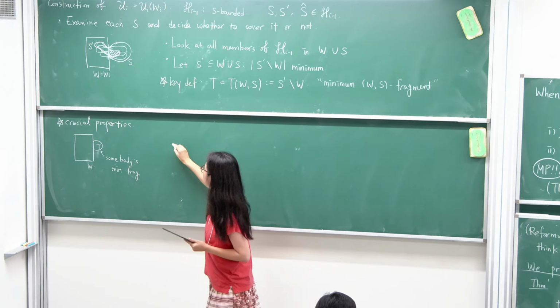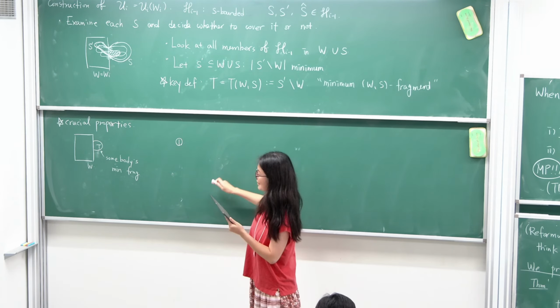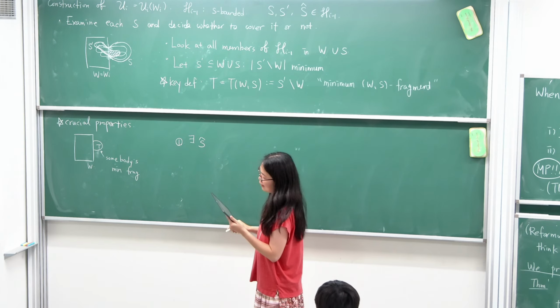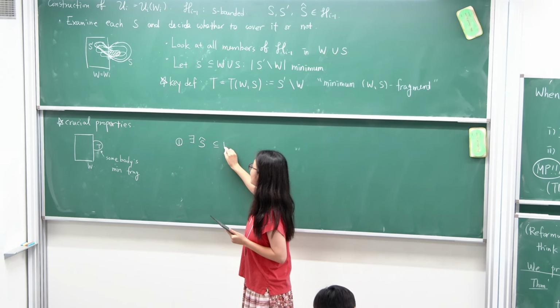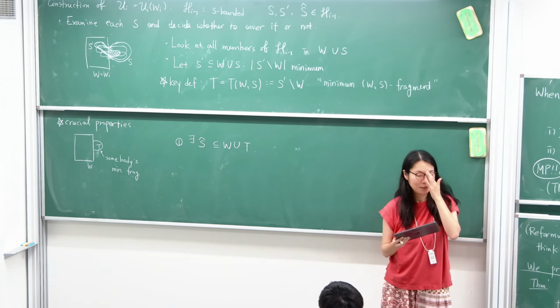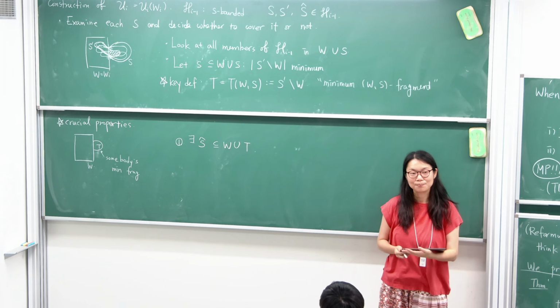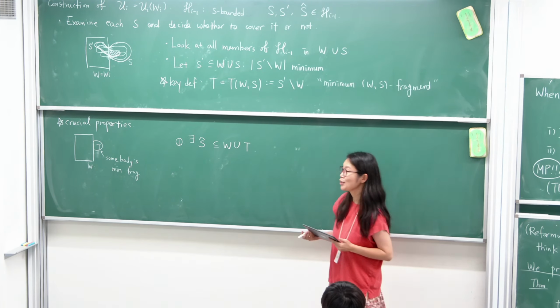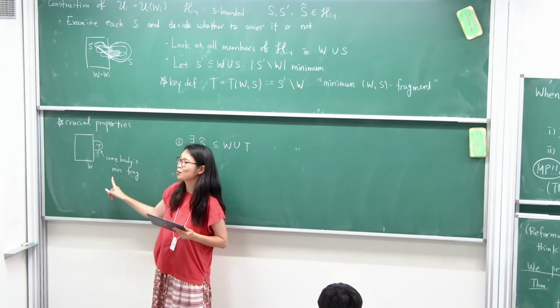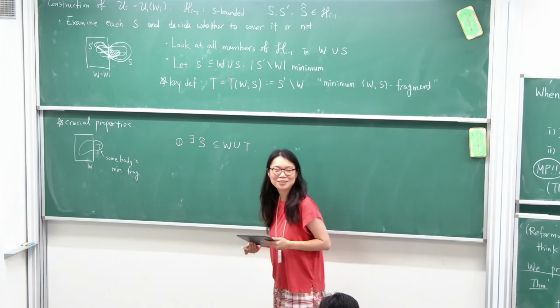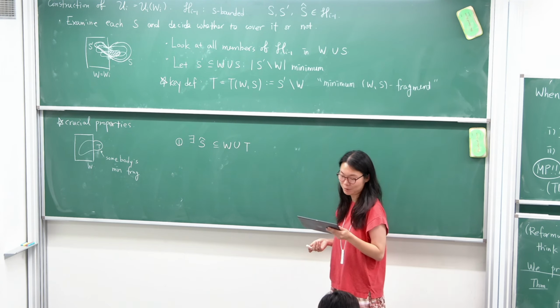Then what we know is, first of all, let's see if you agree with this. There must exist some member in H_{i-1} that is contained in W union T. Do you agree with this? S prime satisfies that, for example. Yeah, exactly. Because this is somebody's minimum fragment, there must exist something that looks like this. So this is just trivial from the definition of the minimum fragment.